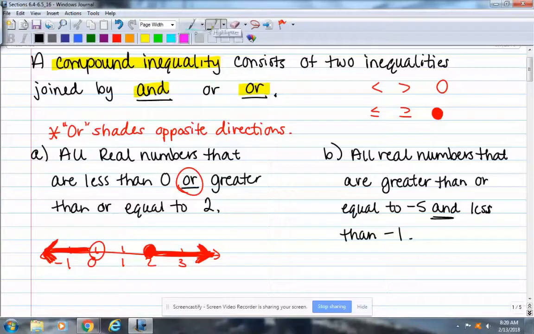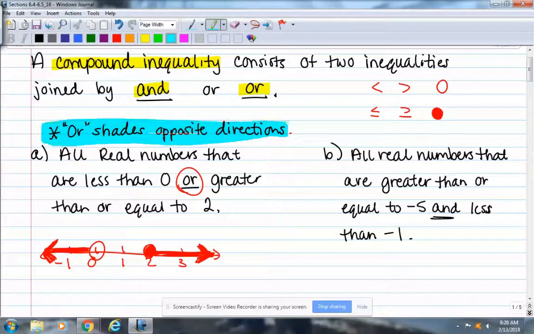So on a multiple choice test, if we have an or problem and there's answer choices that are not shaded in opposite directions, then we know that those are wrong, right? Or is always going to shade in opposite directions. There's very few exceptions with that, and we will not get into them in this course. All of our ors will shade opposite.